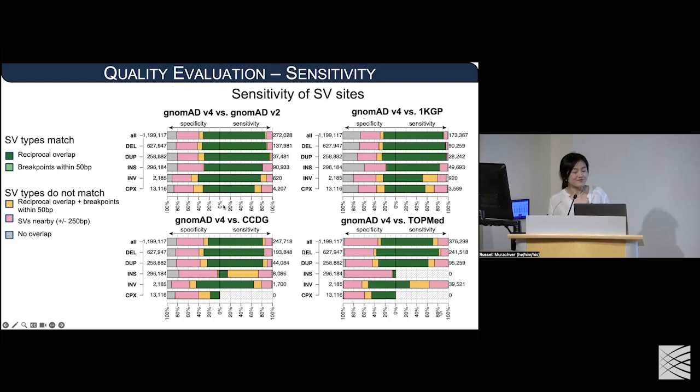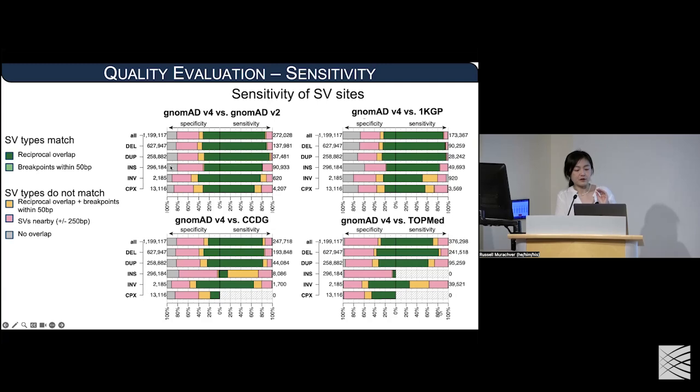So I understand this figure might be a little bit overwhelming to look at, but let me explain. The left side of each panel shows you the gnomAD v4 SVs, and the color bars show you the proportion of gnomAD v4 SVs that are overlapped by the other study by different comparison criteria. So the blue is where, in the other data set, you have an SV that directly overlaps with it.